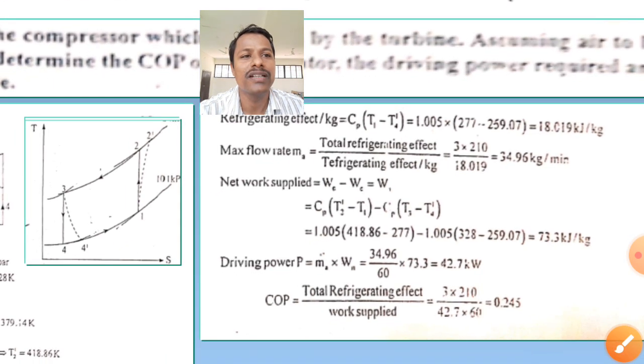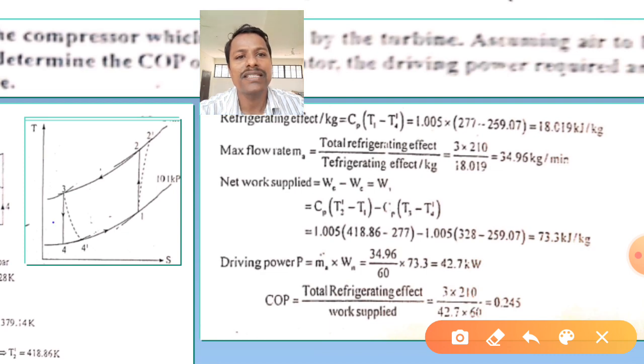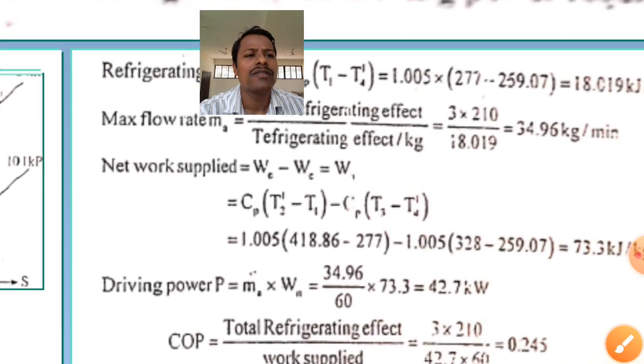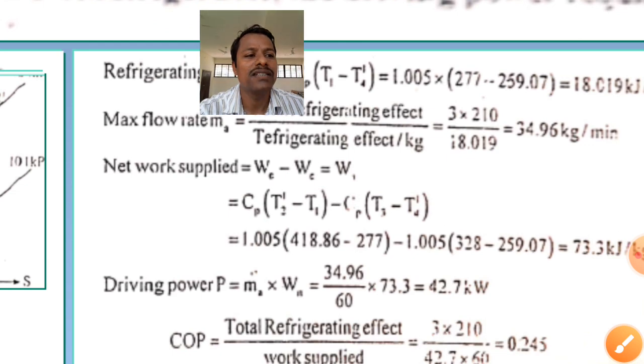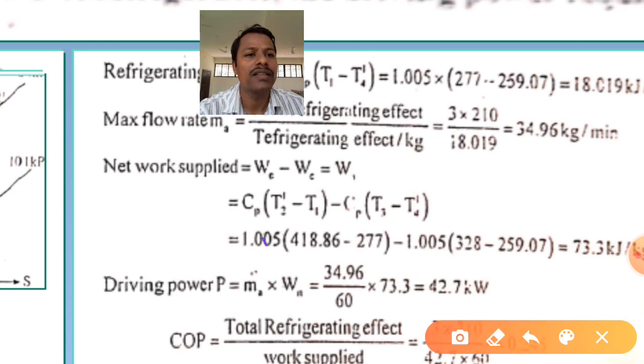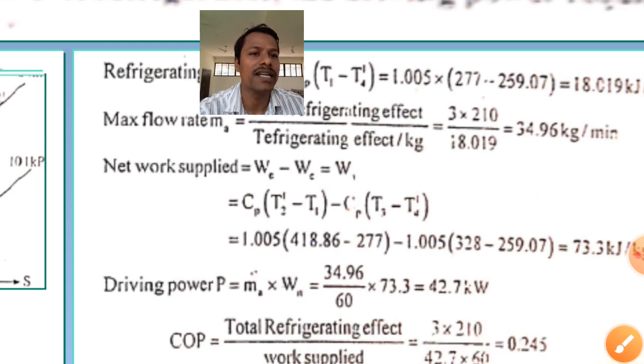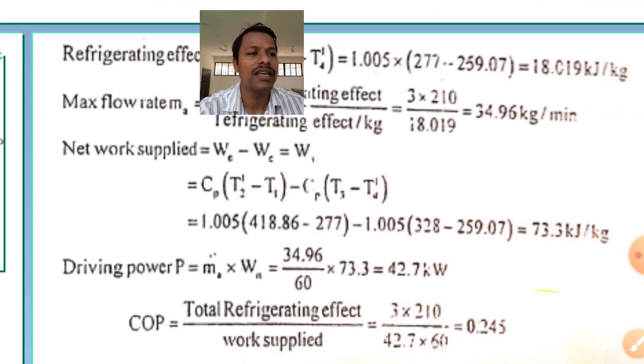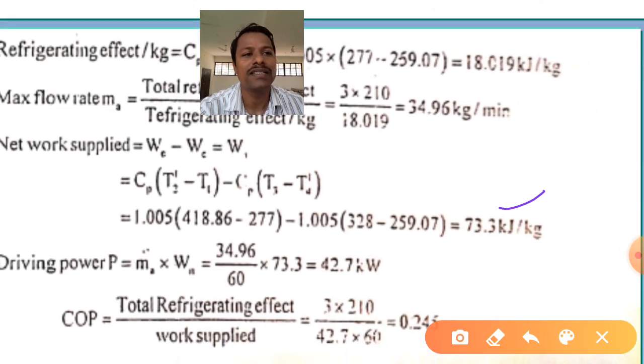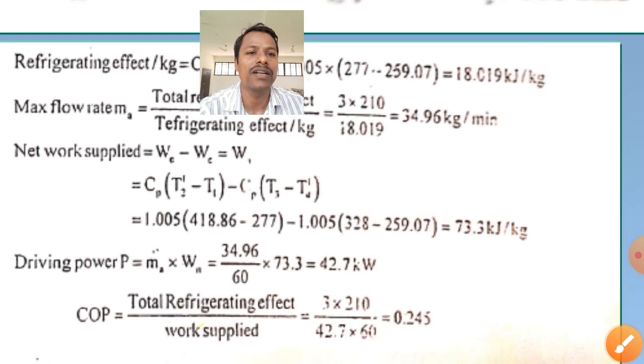So, I will show you here. This is Cp into T3 minus T4 dash, the expander work. Here the same expressions are written, and the known calculated values are substituted. So, finally, I will be able to calculate the network developed as 73.3 kilojoule per kg. Just pause and calculate the values.